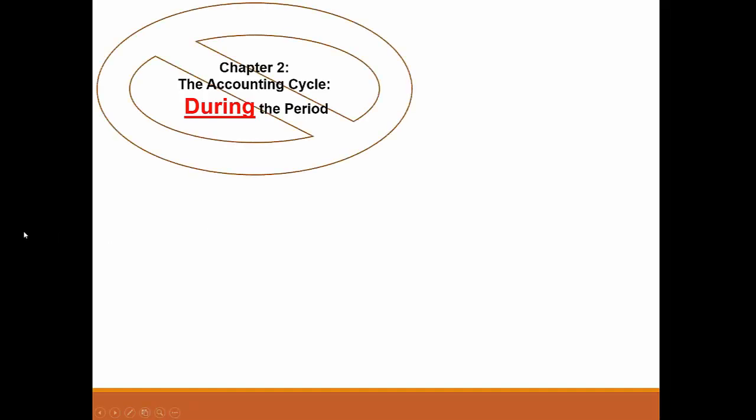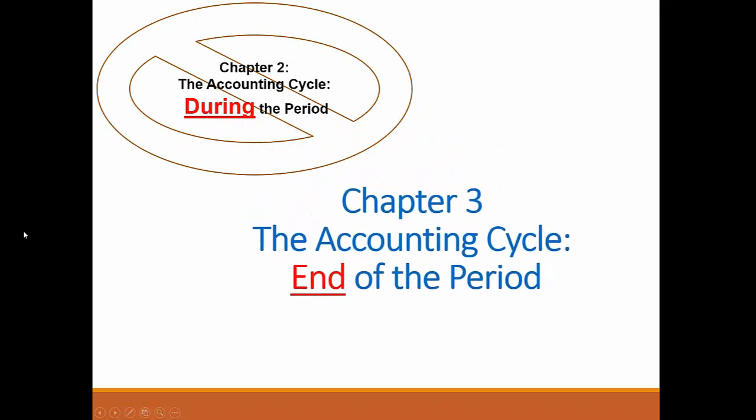Hi everybody, we're going to talk about Chapter 3, and I figured that I would put this in context for you. So in Chapter 2 we talked about the accounting cycle and how to record transactions during the period, and now that we're done with that, we're going to talk about what we do at the end of the period. So that's what Chapter 3 is all about.